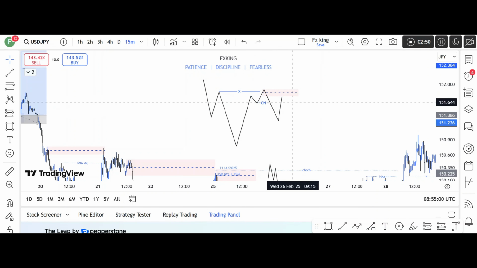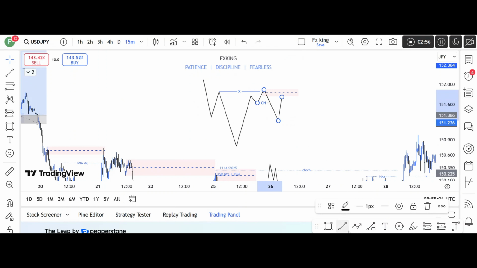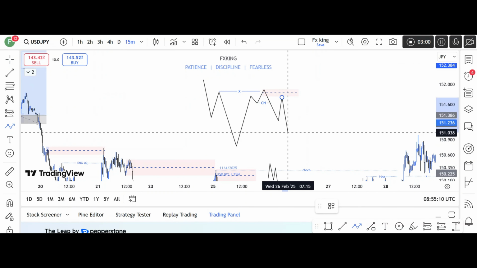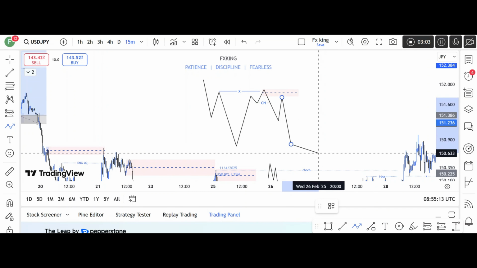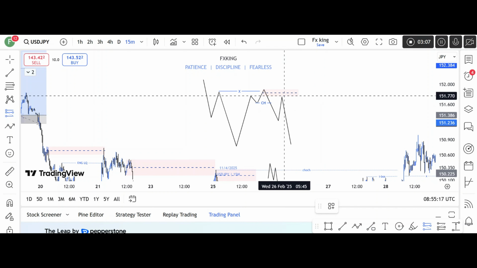Switch to the appropriate time frame and you can get your sell off from this zone like this. This is how your sell off should look. That's how your position will look, and this will be it.